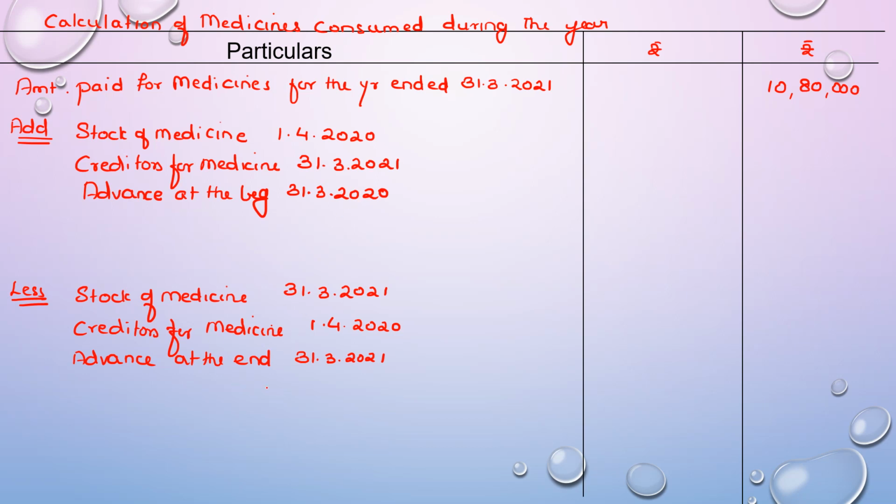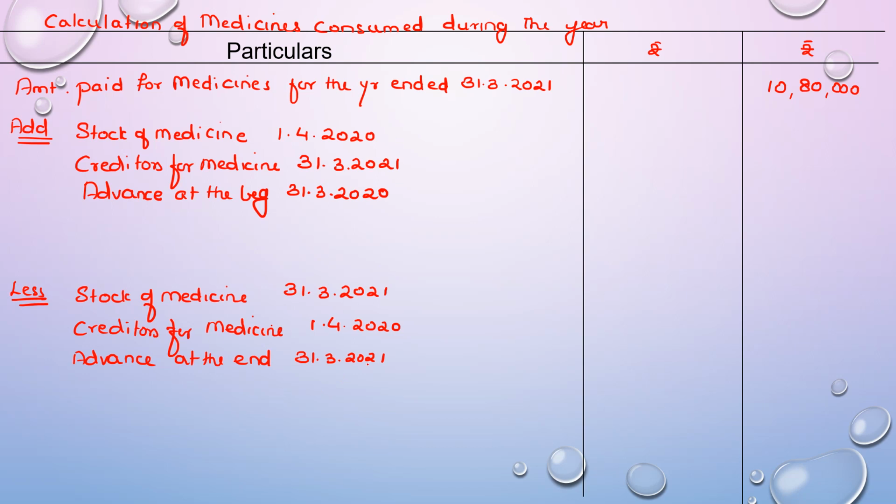Whereas advance at the end means as the current year ends, if you are paying advance, we would be paying it for the next year. So that is not related to the current year, it is related to next year. That is why we subtract it. So this is how we add these items and subtract these items.